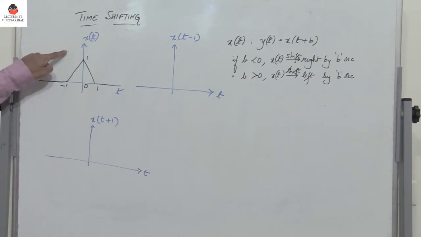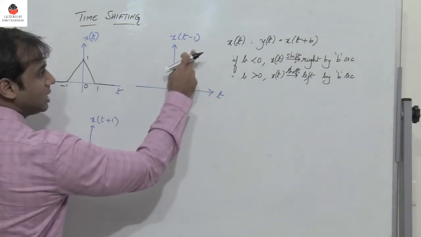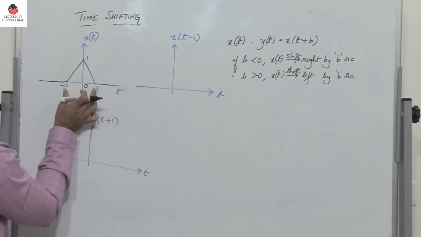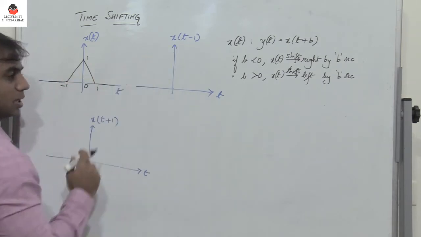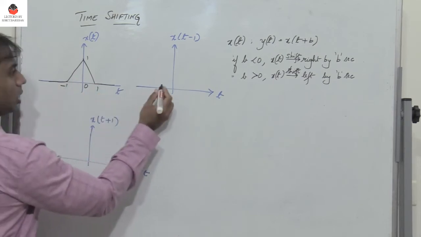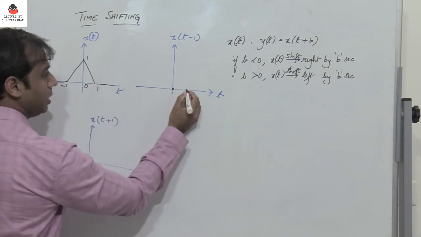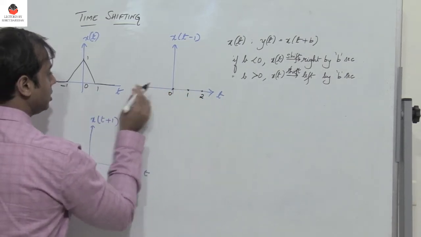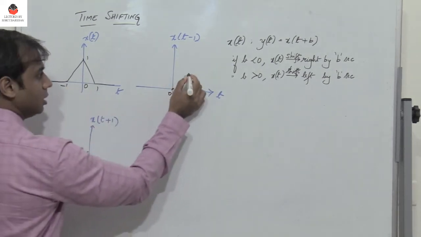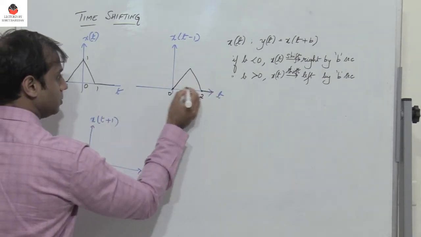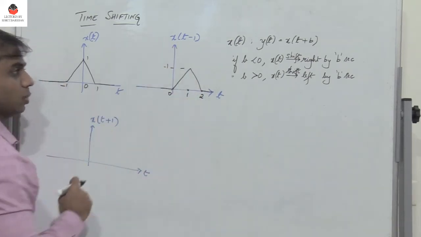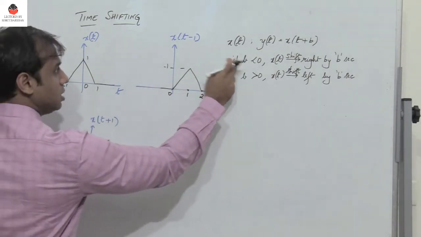Now consider a signal x of t as shown here. Now what is x of t minus 1? So here b is negative, hence b is minus 1. So what happens? The signal x of t gets shifted to the right by 1 second. So what was at minus 1 will now be at 0. What was at 0 will be at 1. And what is at 1 will be at 2. So we have the signal which gets shifted to the right by 1 second, and therefore we get a waveform like this with an amplitude 1 here. So this is x of t minus 1, where b is less than 0, that is b is equal to minus 1.